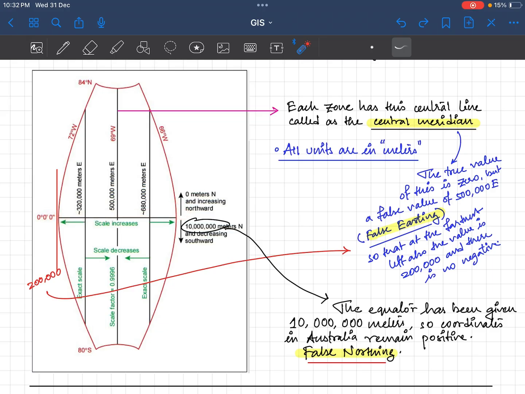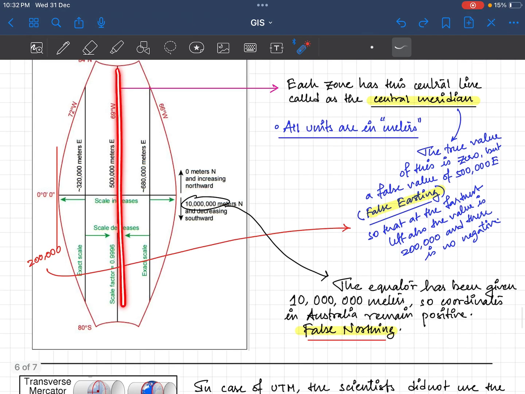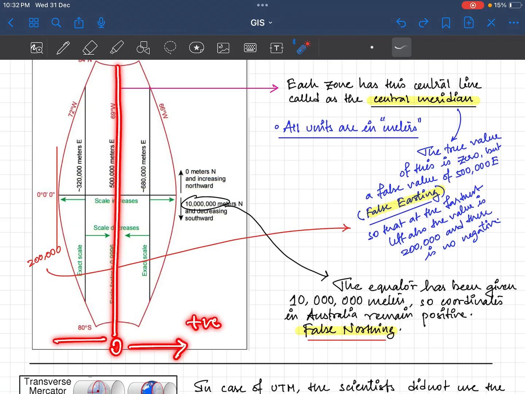But apart from our normal convention, the center of a zone is not zero. So the value of the equator is not zero, and the central meridian is not zero. Because if I imagine this to be zero, then everything that comes towards the right-hand side will be positive in distance, and everything towards the left-hand side will be negative. Similarly, everything below the equator will be negative, and everything above the equator will be positive.